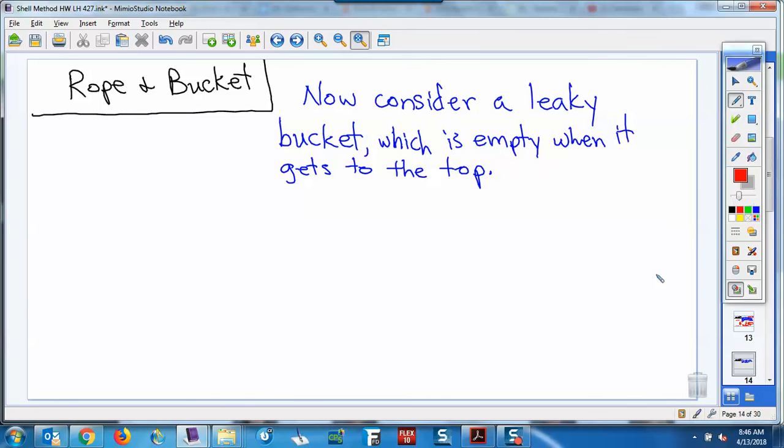Okay, last thing real quick then. What happens if the bucket is leaking and it's going to be empty when it gets to the top? Well, this time you're going to have the 5-pound bucket. We're going to have the same rope, so negative 0.08x plus 1.6, so you'll go through that same business getting the rope. And now what about the water?